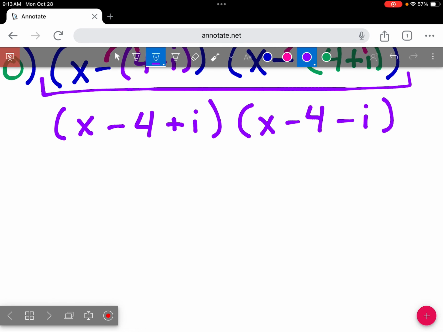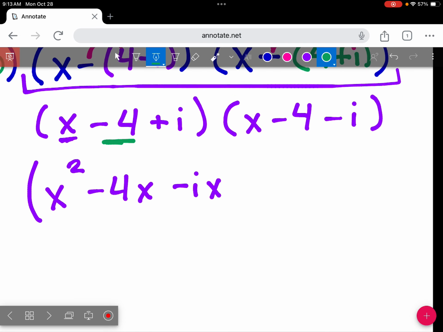When we multiply this out, it's a trinomial times a trinomial, so we're going to have a lot of pieces here. So x times x gives me x squared. x times minus 4 is minus 4x. x times minus i is minus ix. So that's my x times everything in the second pair.